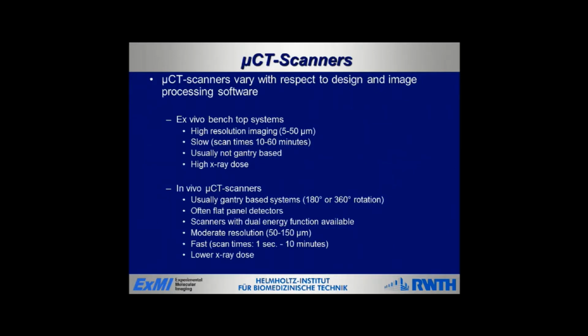On the other hand, you have the in vivo micro-CT systems, which are usually gantry based. So you have the X-ray tube and the detector rotating by 180 or 360 degrees. They are often equipped with flat panel detectors. There are also scanners available which have dual energy functions. We will come later to that point. They offer only a moderate resolution of about 50 to 150 micrometers pixel size length. They are usually also much faster, so you can scan a whole mouse within 1 second up to 10 minutes. And the X-ray dose that you expose usually is lower.